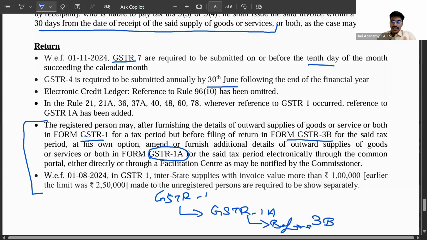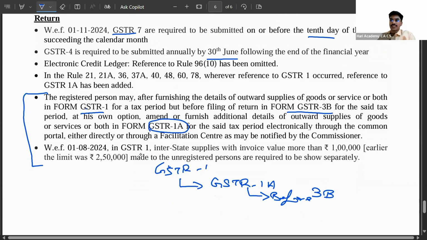Okay. Next is just a disclosure requirement. In GSTR 1, earlier, if you are going to make interstate supplies to unregistered persons, you are required to give invoice details if the invoice value is more than 2.5 lakhs. Now this limit has been reduced to 1 lakh. This is the last amendment.